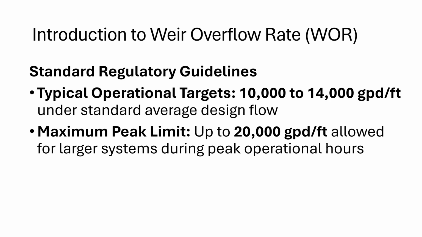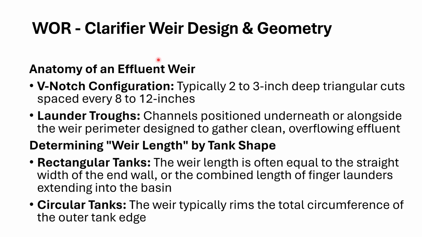So 10,000 to 14,000 gallons per day overflowing per foot of weir, not a huge amount. It's fairly slow moving effluent leaving the clarifier. So the effluent weir, like I showed you in that photo, is typically a V-notch, and that V-notch, from the height of the weir down to the depth of that notch, is 2 to 3 inches deep. It's triangular cuts, and those notches are every 8 to 12 inches in spacing.